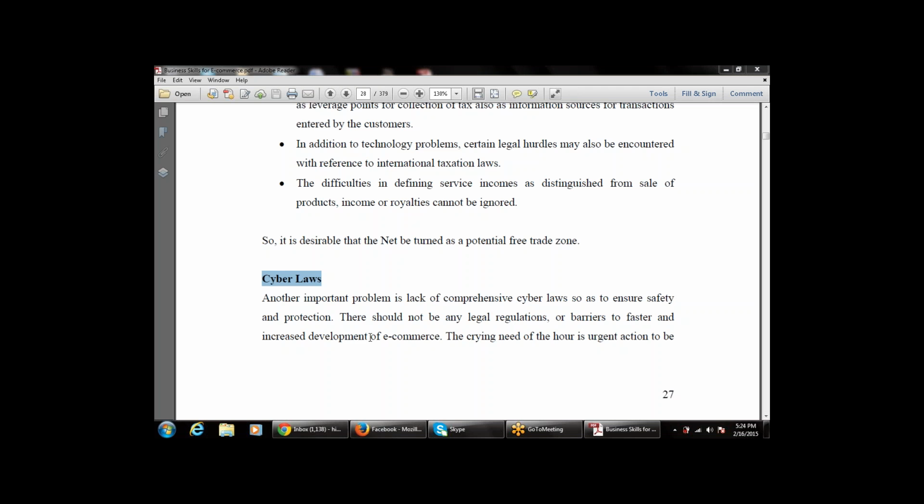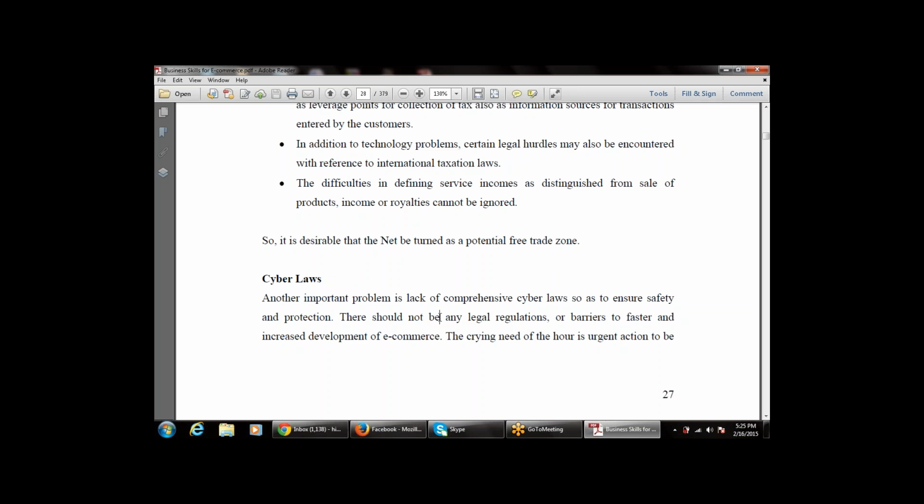The next limitation is cyber laws. We have discussed many non-technical limitations of e-commerce. Next is cyber laws. Another important problem is the lack of comprehensive cyber laws to ensure safety and protection. There are no proper rules and regulations available on the internet. There is a lack of cyber laws, and so a lack of system security and protection.